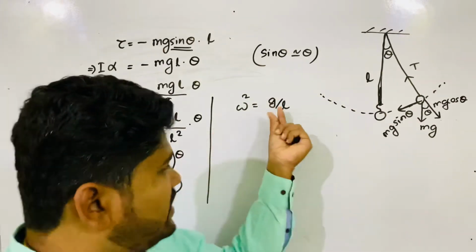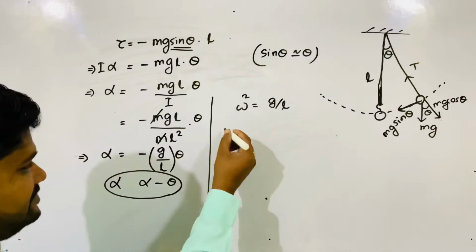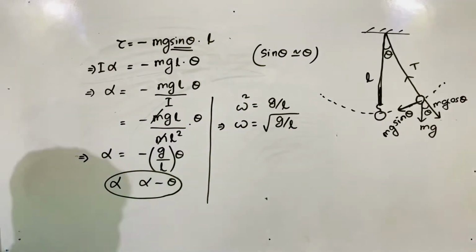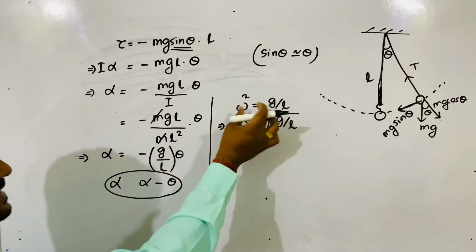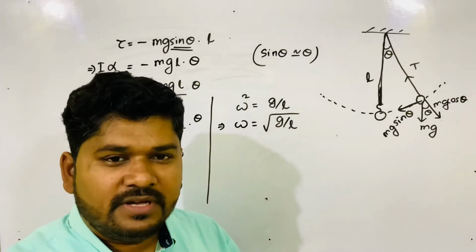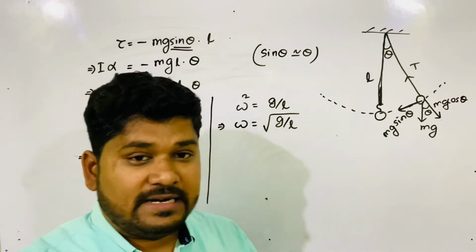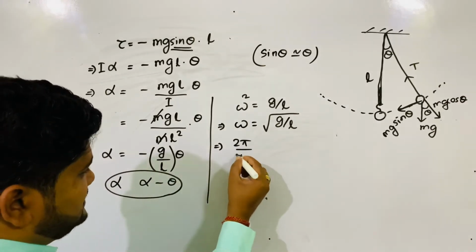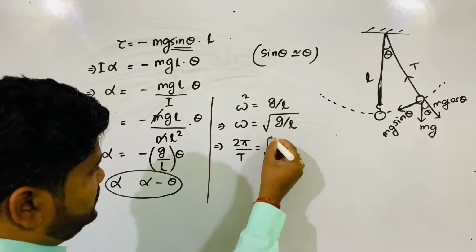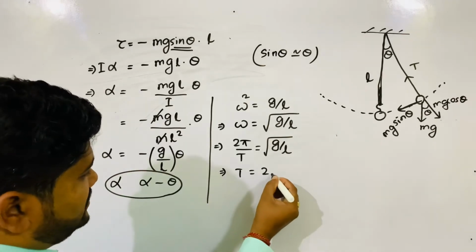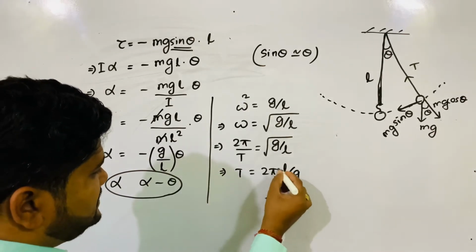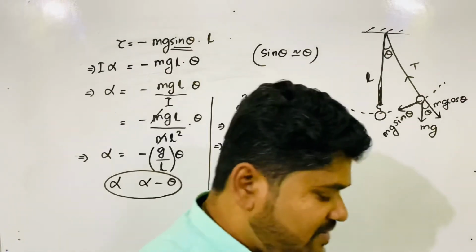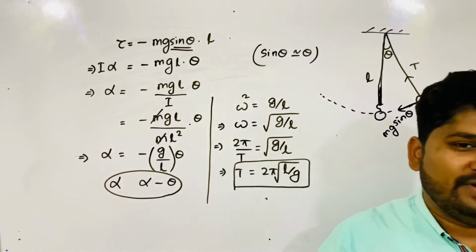In place of omega square, what is there? g by L. So what about omega? Root over g by L. What is with theta? That is omega square. In all examples also you will do like that. Remember, one format. Omega is 2 pi by T, so root over g by L. Then T is equal to 2 pi root over L by g. This is the expression of the time period of a pendulum.